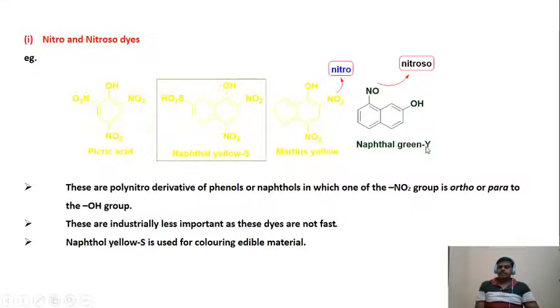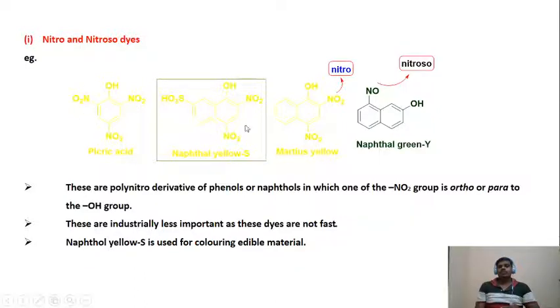Again, this naphthol green Y shows the presence of the nitroso group, N double bond O. So this group is called the nitroso group, and this comes under the class of nitro and nitroso dyes. So what are these dyes? These dyes are polynitro. Polynitro means more than one nitro group is present.